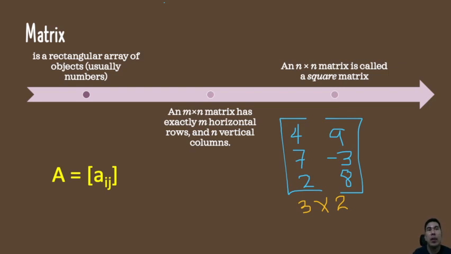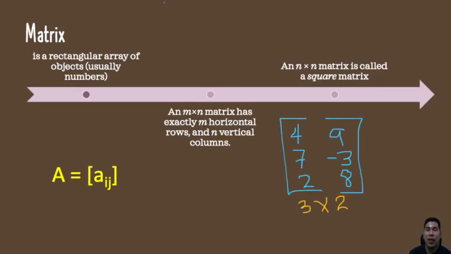Thus, if we write A subscript 25, the first subscript refers to the second row, and the entry is at the second row and at the fifth column. This notation, however, does not indicate the dimensions of the matrix.